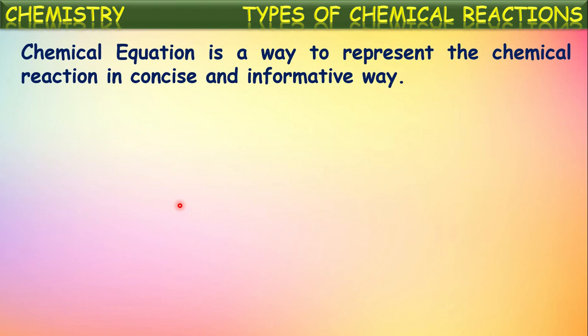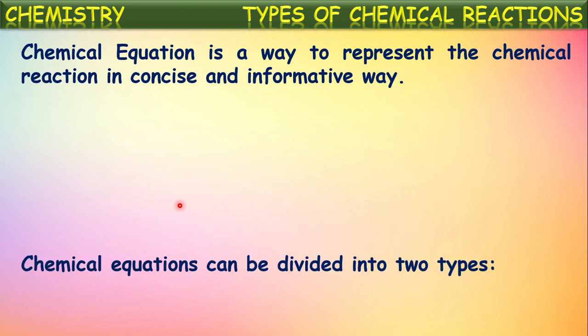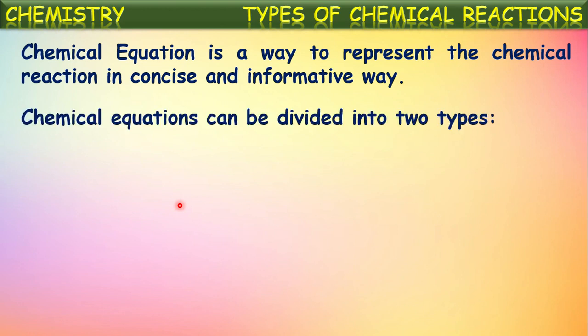A chemical equation is a way to represent a chemical reaction in a concise and informative way. By using the chemical equation, we can get all the information regarding that reaction: what are the chemicals participating in the reaction, what are being formed in the reaction, and what are the conditions of that reaction. All this information is given based upon the chemical equation.